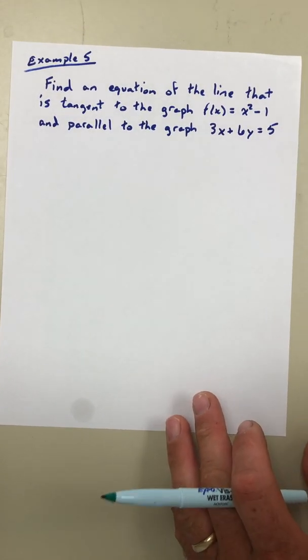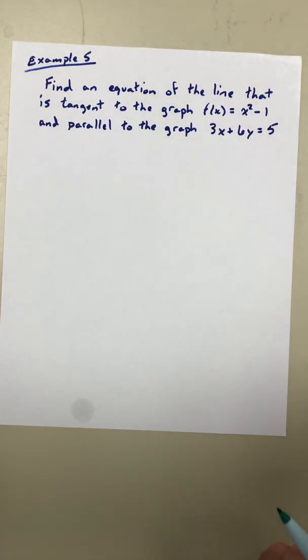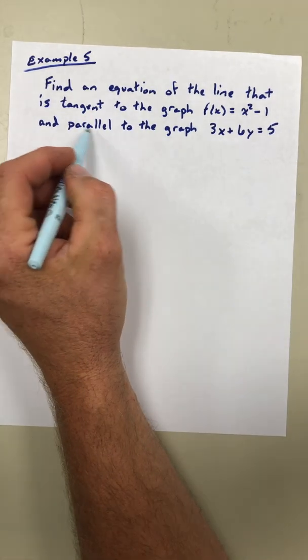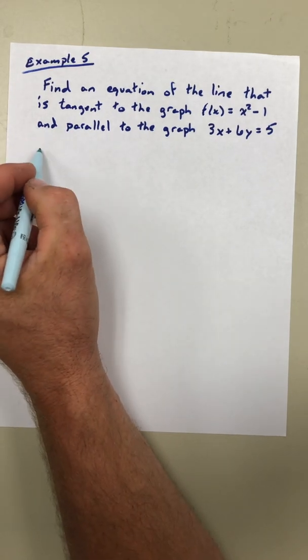All right, the last thing I want to talk about is an example of a problem that you might see on an AP test. It's a good little question. Can we find the equation of the line that is tangent to the graph of f of x equals x squared minus 1 and parallel to the graph 3x plus 6y equals 5? So what do we know about these things? Well, I know parallel lines have the same slope.